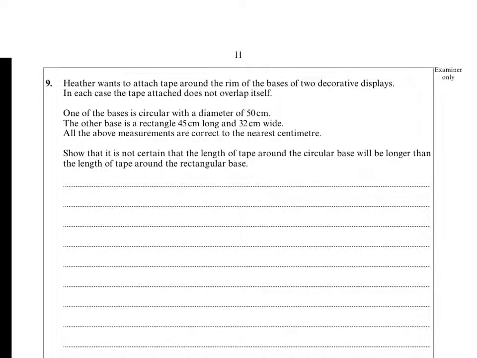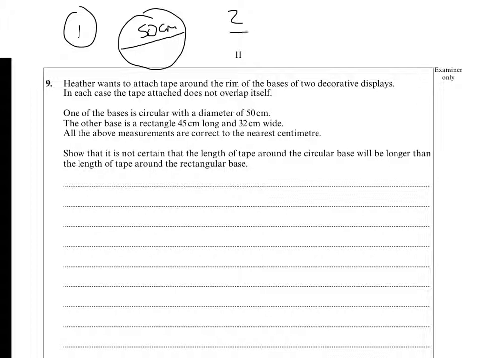What you've done so far in the question is mostly correct. Your method is good. So when you've looked at your first one with the circular base with a diameter of 50, and then in the second one that you drew, you've got your rectangle with your length of 45 and the width of 32.